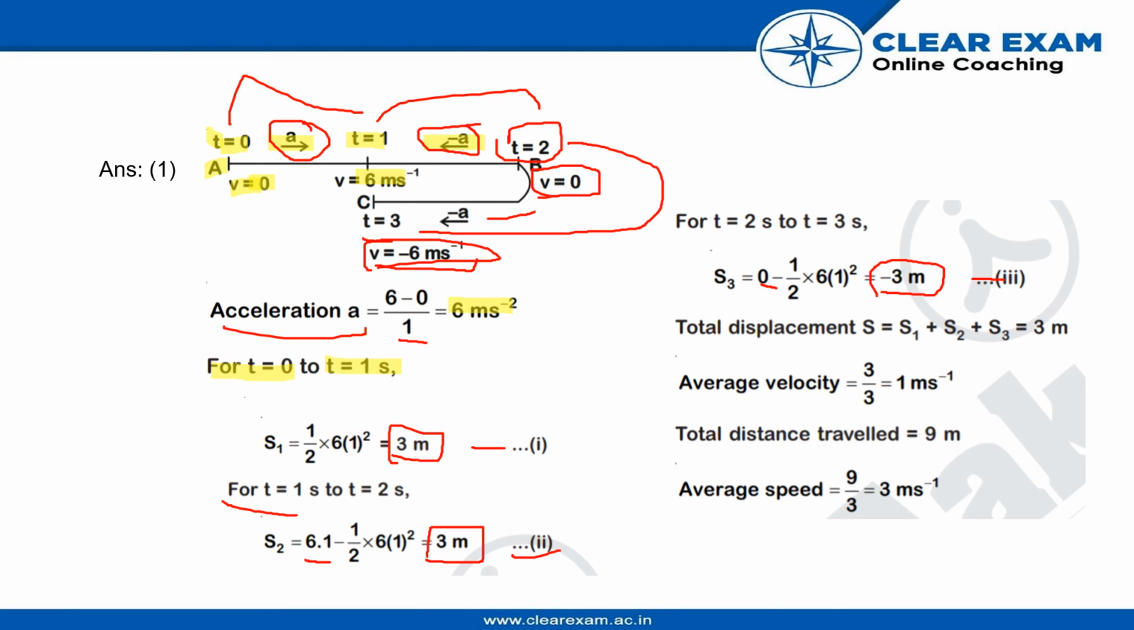So the total displacement is the addition of s1, s2 and s3, which is equal to 3 m, and the average velocity will be 3 by 3, which is equal to 1 m/s. The total distance traveled is 9 meters. So the average speed will be the distance traveled divided by the time, that is 9 by 3, which is equal to 3 m/s. So the right answer is option 1, with an average velocity of 1 m/s and an average speed of 3 m/s.